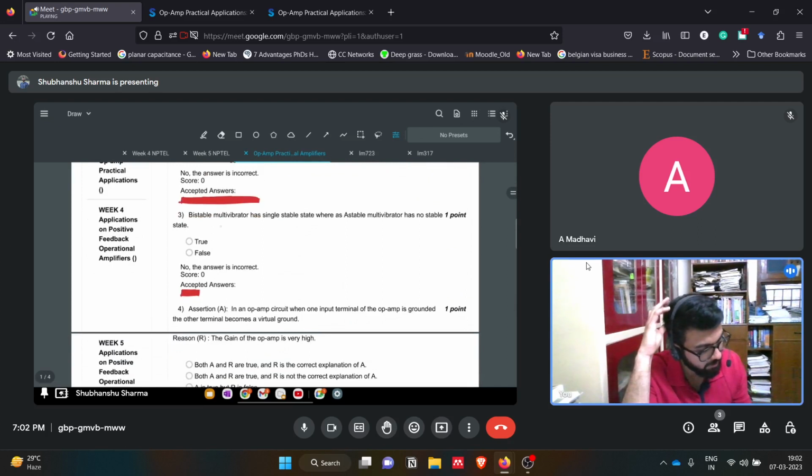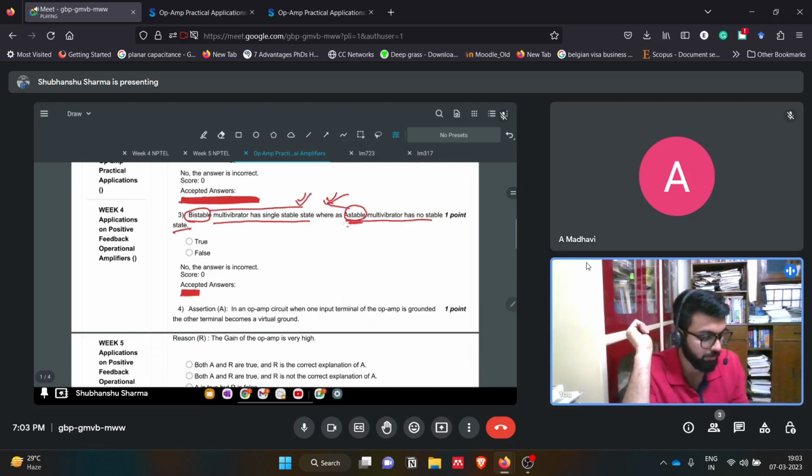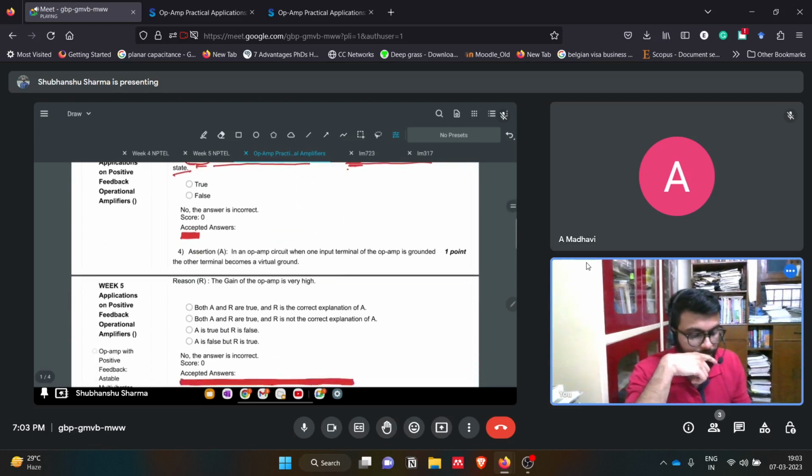The next question is, a bistable multivibrator has a single stable state, whereas an astable multivibrator has no stable state. You can answer this question by finding the meanings of these two terms. These two terms are important. Based on that, you can easily answer this question.